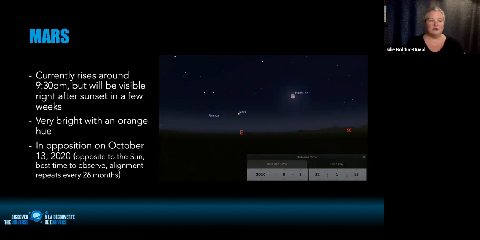It's the best time to observe. And this is an alignment that repeats every 26 months. So this fall is going to be great to observe Mars, and it's going to be nice to observe for a few months. And then after that, it's going to be 26 months, over 2 years, before we can see it as well.